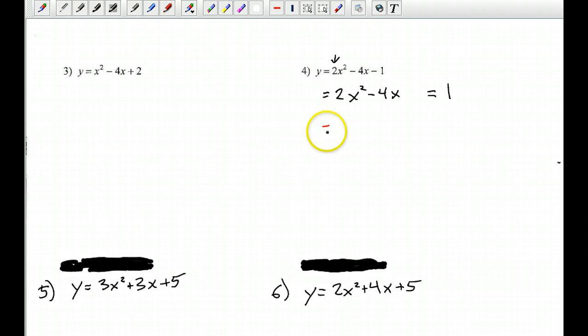So instead, we're going to factor it out of these two. Factor out whatever number is in front of the square term, positive, negative, whatever number is in front of there, we're going to factor it out instead. So we have x squared minus 2x, right? Leave space.